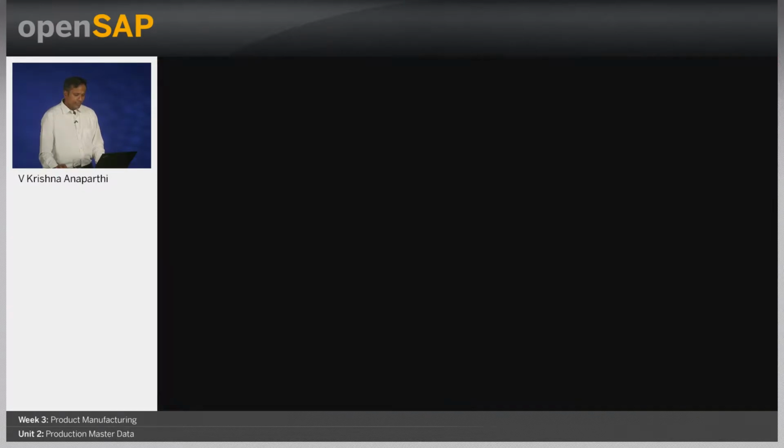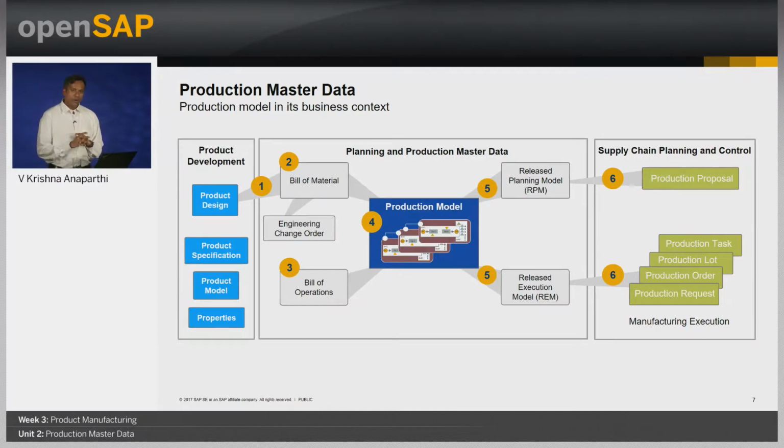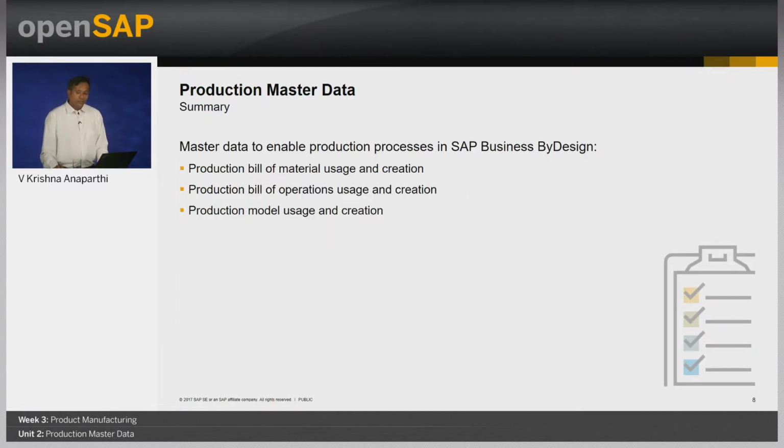Now this is a slide which gives a quick overview of all the master data elements. The bill of material, which is created with the help of engineering change order, and the bill of operations. Combining the bill of operations and bill of material, you create a production model, and from the production model you have two variants, that is the released planning model and the released execution model. The released planning model is used in the production proposal, and the released execution model is used in all the execution documents such as production task, production lot, production order and production request. With that, we come to the end of this particular unit, production master data.